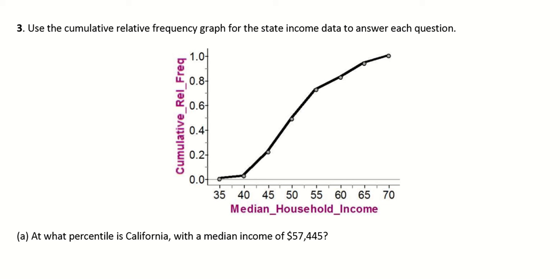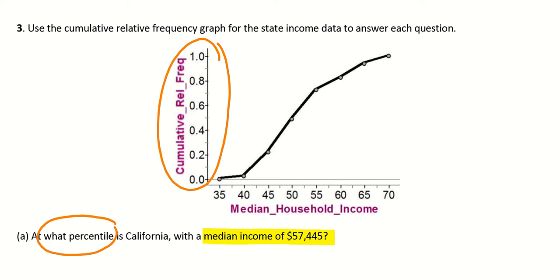Hey guys, in this tutorial I want to take a look at cumulative relative frequency graphs, and you have a problem on one of your assignments that asks you to calculate the percentile of the median household income for the state of California. So my x-axis is the median household income. I'm being told what the median income is. I'm being told the number, so it's asking me. You have to be very careful to recognize what it's asking us for. So since it's asking us for a percentile, these are always our percents in a cumulative relative frequency graph.